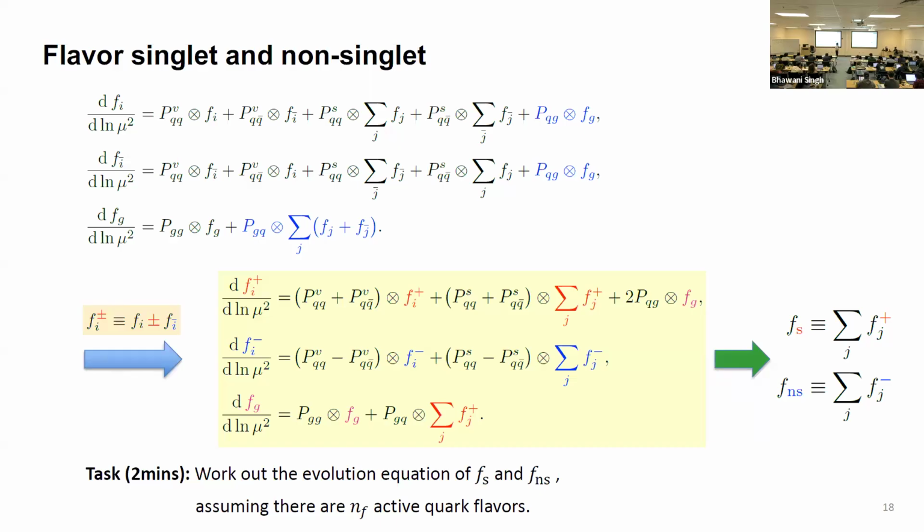But now the exercise is to take this definition, F_S and F_NS, singlet and non-singlet, and work out the evolution equation for these two. And you have 2 minutes. And you assume that there are N_F active quark flavors in all these equations, which means the index i takes values from 1 to N_F. And please work this out.